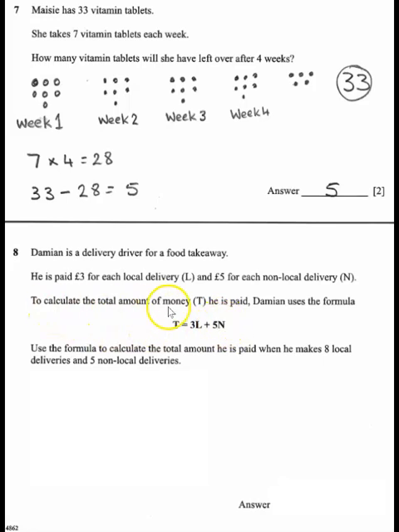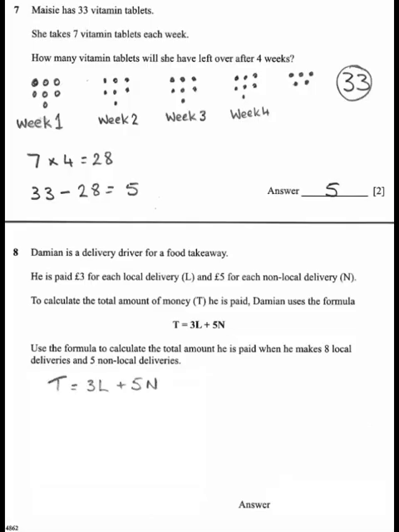To calculate the total amount of money T he is paid, Damien uses the formula. So if you add the local plus the non-local, you should get the total amount of money. So it says use this formula to calculate the total amount he is paid when he makes 8 local deliveries and 5 non-local deliveries.